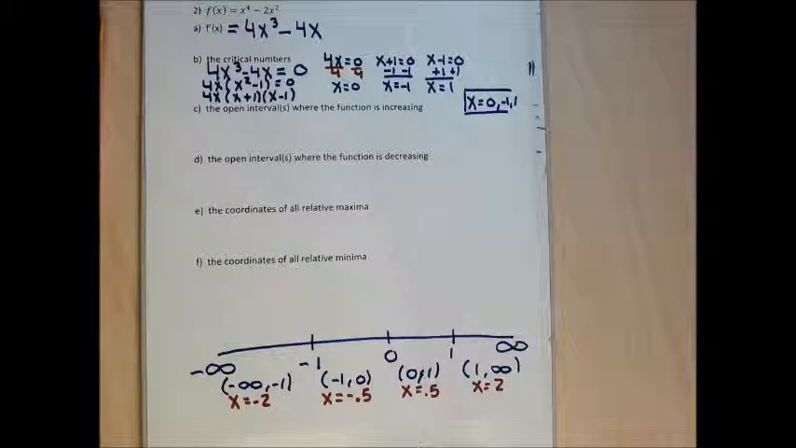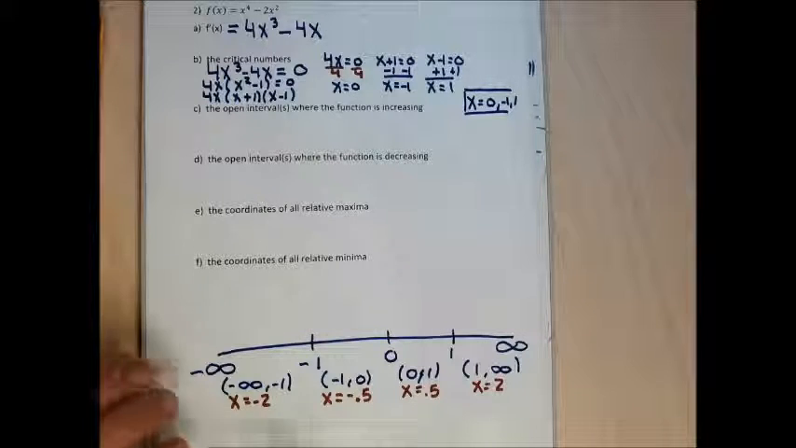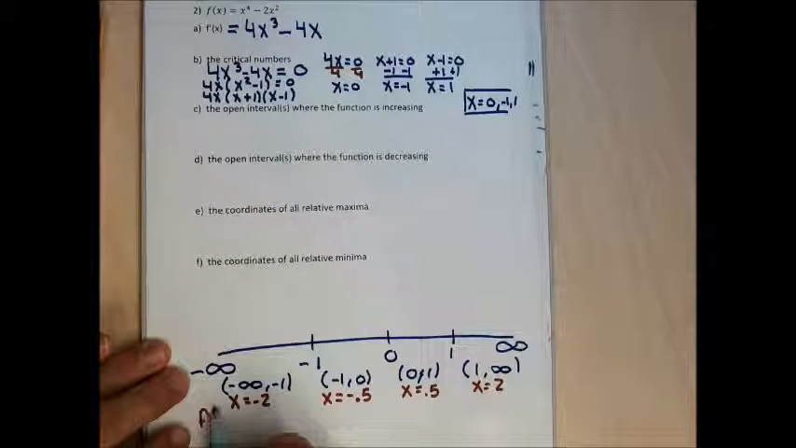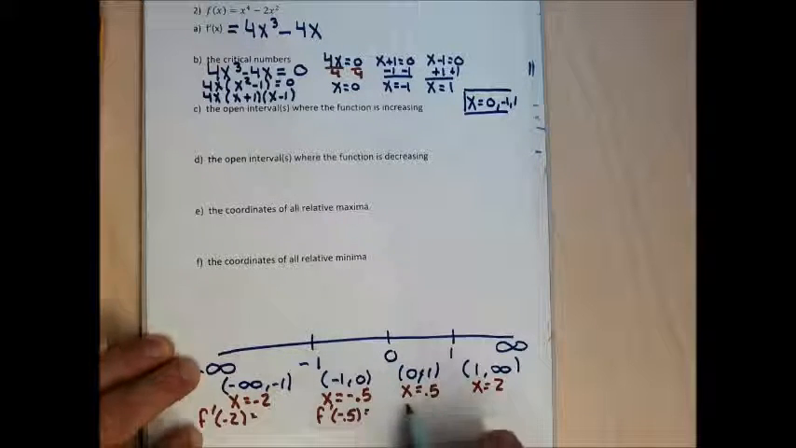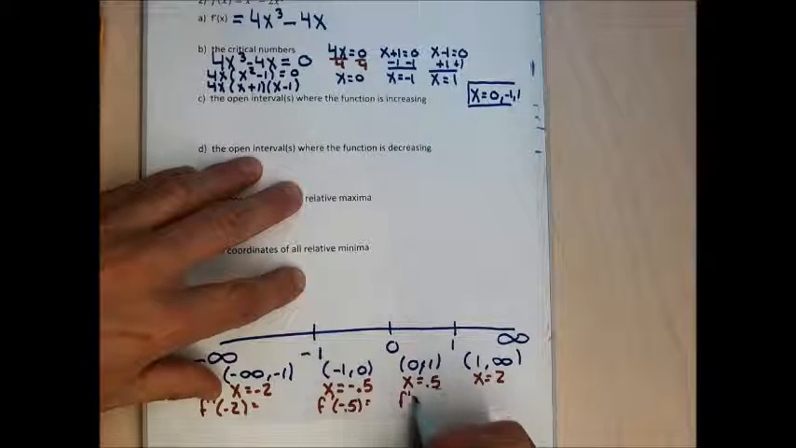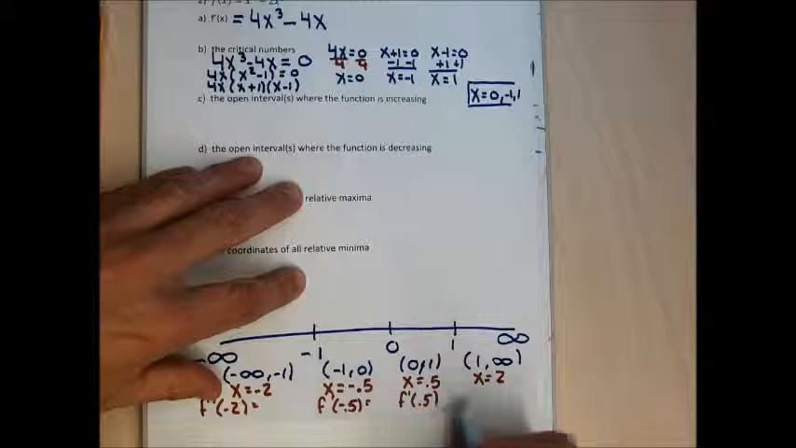What I'm going to do with those is plug those into the derivative. I'm going to find f prime of negative 2. I'm going to find f prime of negative 0.5. I'm going to find f prime of positive 0.5, and I'm going to find f prime of 2.